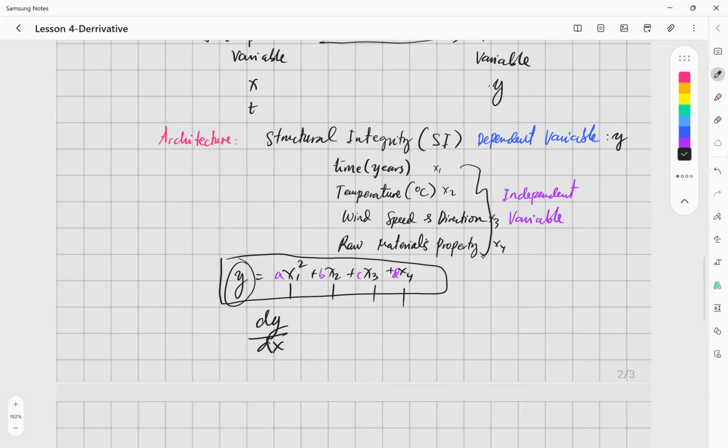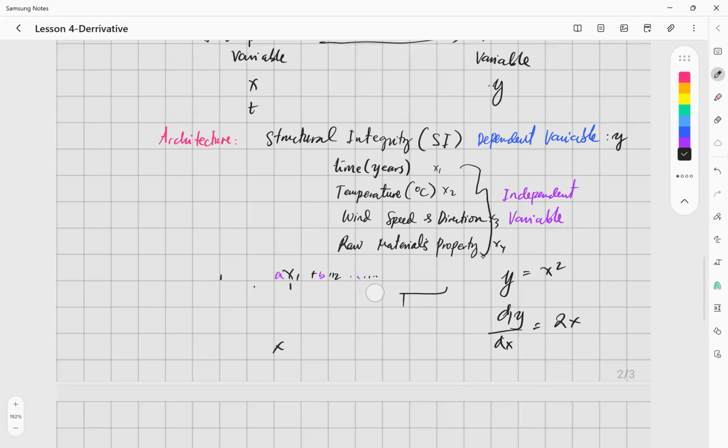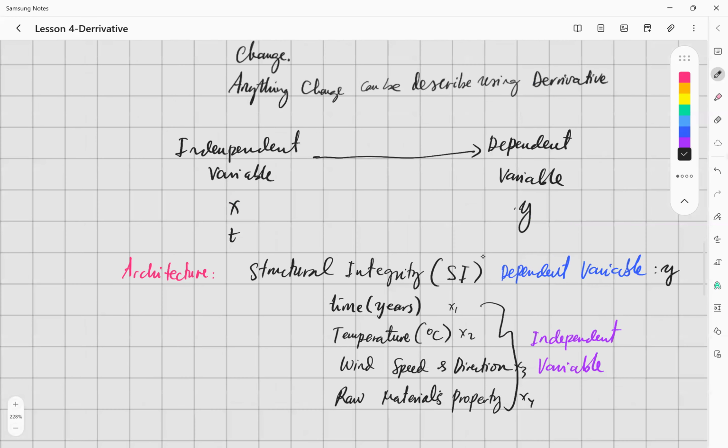But that's much more complicated. Right now we only have one independent variable and one dependent variable. If y is equal to x squared, then you can find the dy over dx, which is 2x. So this is the application of calculus, pretty much in architecture. The mathematics of change.